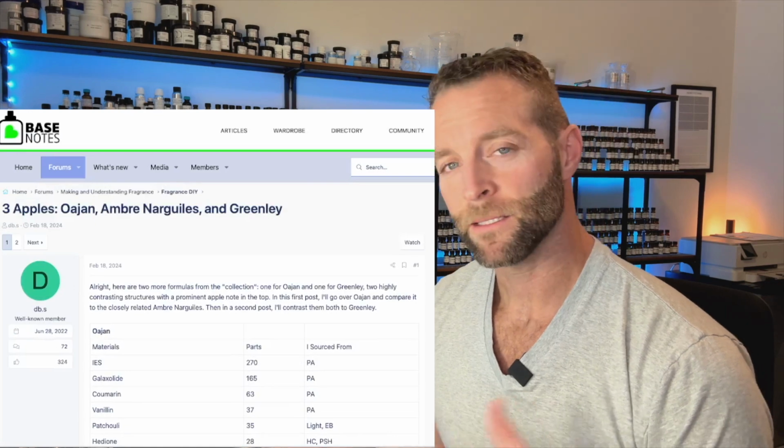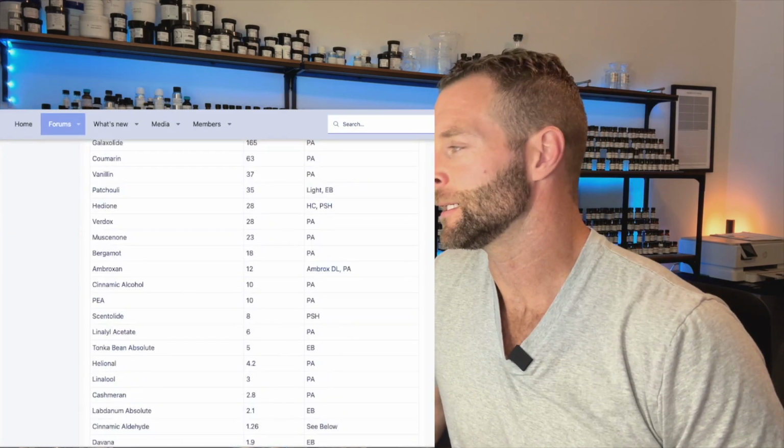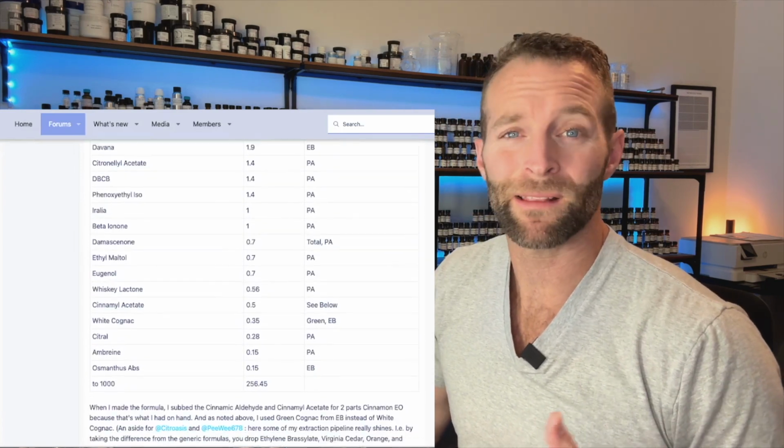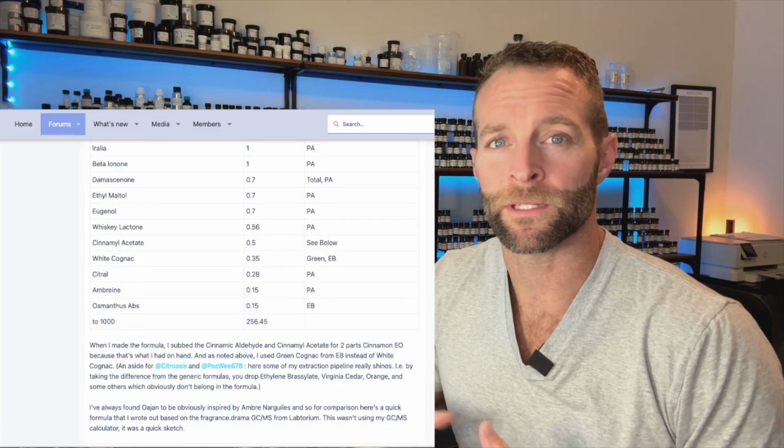Now this formula comes from a Basenotes user that I'm going to highlight for the next few episodes. The username is db.s. And this user, whoever he or she is, I think does a pretty good job of analyzing GCMS reports and then putting together relatively concise formulas based on those analyses. Again, for the next few episodes, I'm going to highlight some of these formulas. I'll put a link to the Basenotes forum post where I found this formula.